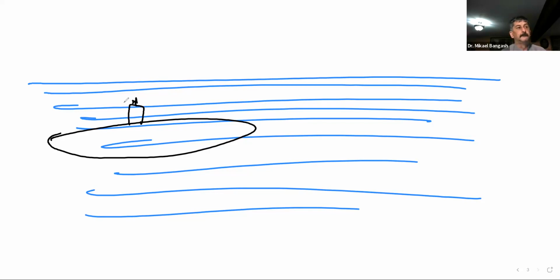Did that make sense? Okay. Right? Now let's just say that we have this submarine here. In this example, we're going to consider that this is the transducer.